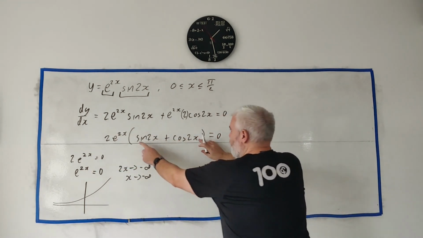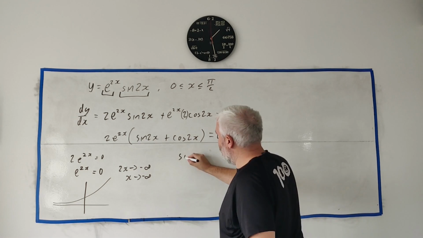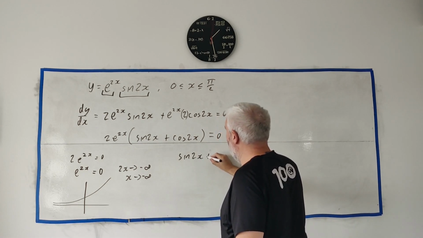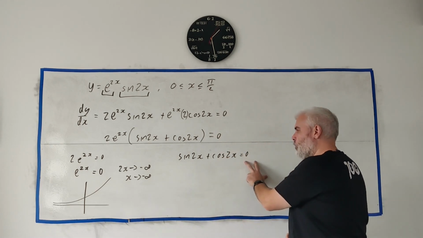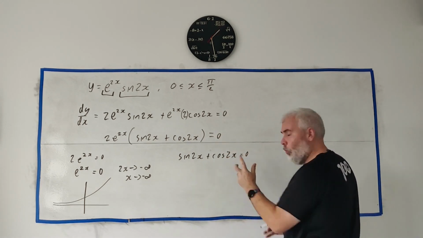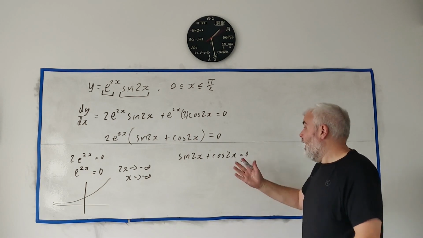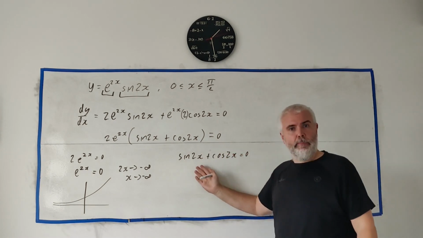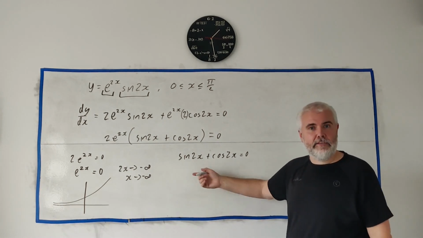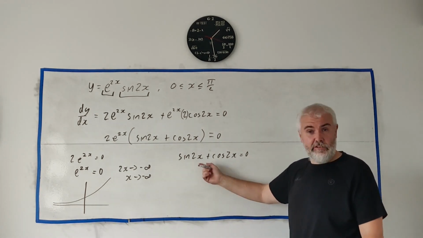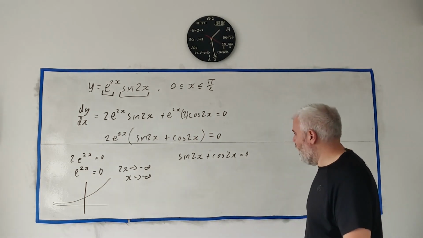So what could be 0? It must be this guy here. So we'll go sine 2x plus cosine 2x equals 0. How do we solve this? There's only one unknown, x, so we can solve this. It's a fairly common equation to see, so it's good to remember the technique for solving something like this, because lots of students get stuck at this point. So how do we solve it?